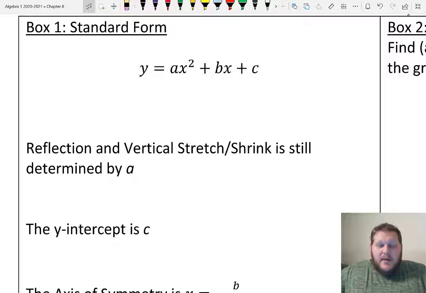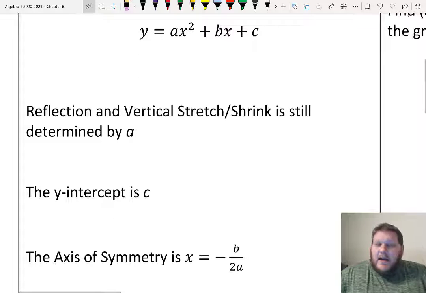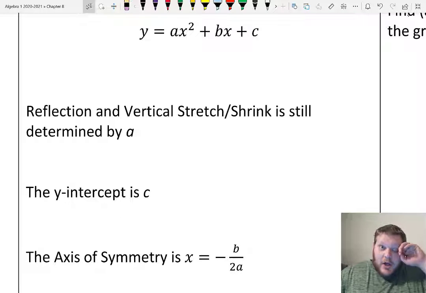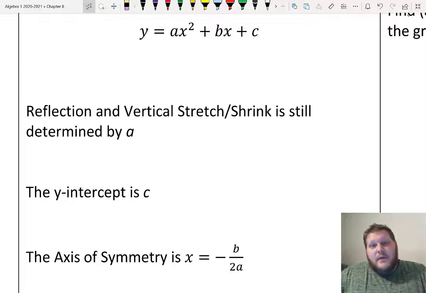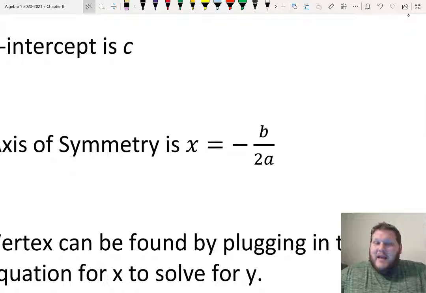Now the most important thing we need is to find that vertex and know where it happens before we can graph the rest of it. In standard form, it's quite a bit more difficult, but we have a formula that gives us the axis of symmetry, the AOS. The formula is negative b over 2a. So we take the opposite of my middle term divided by 2 times my first term, and that gives me my AOS.